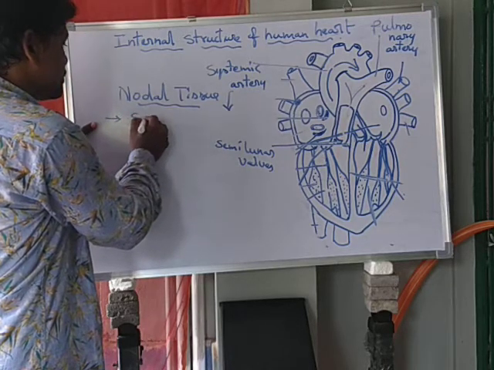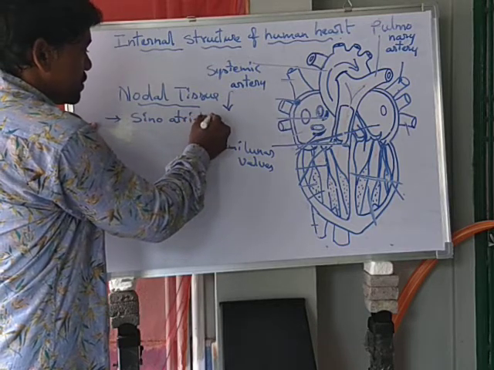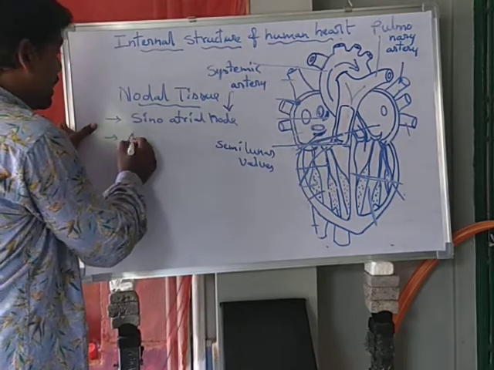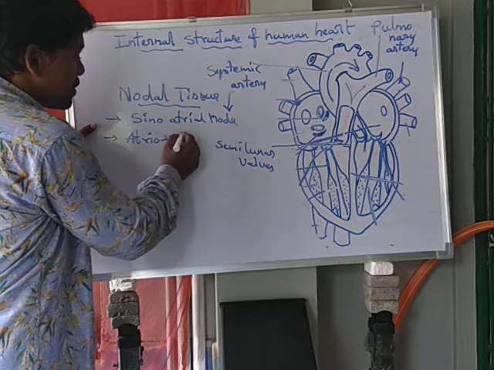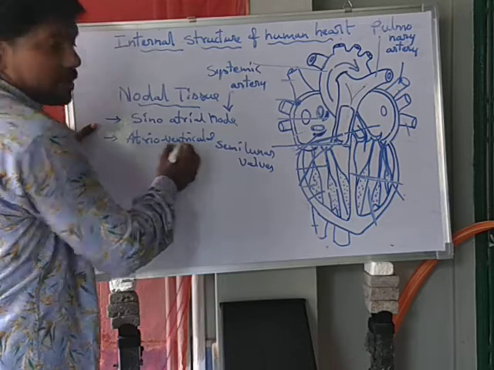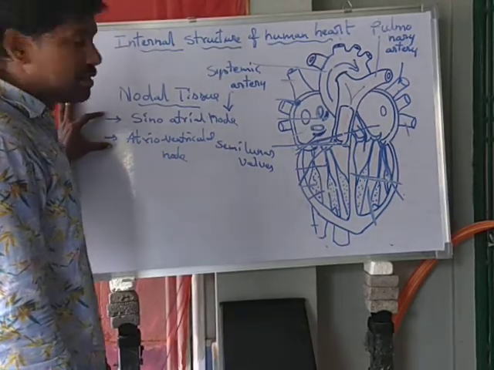One is the sinoatrial node. The second one is the atrioventricular node. These two are the nodal tissues which are distributed in our heart.